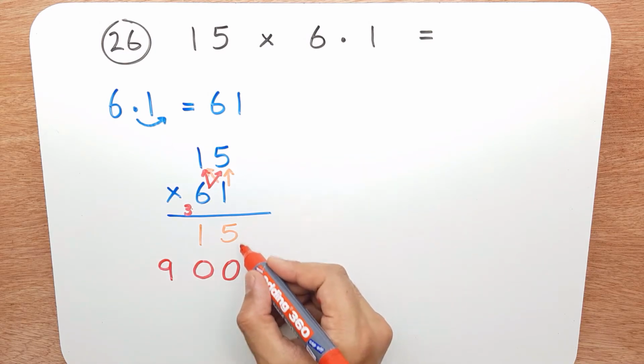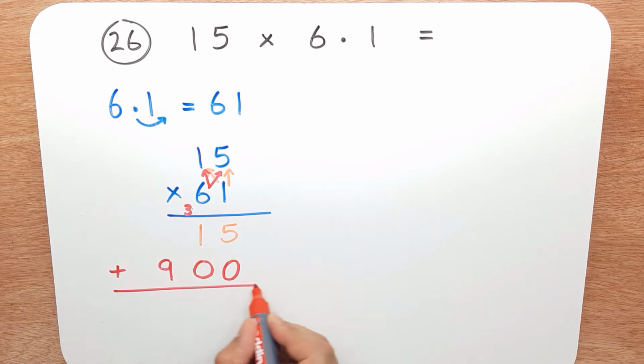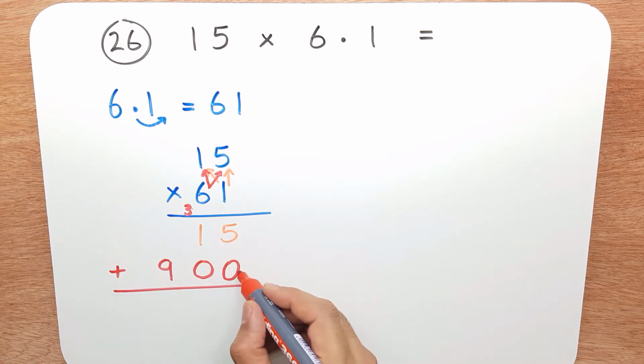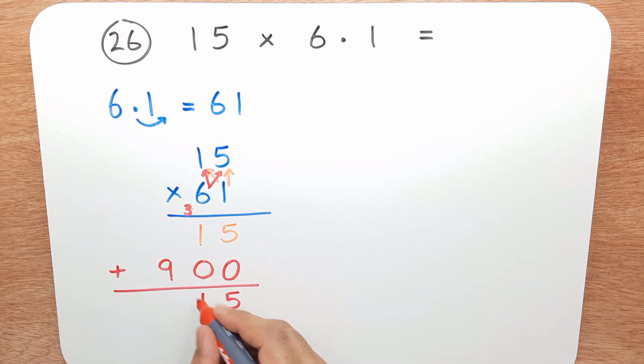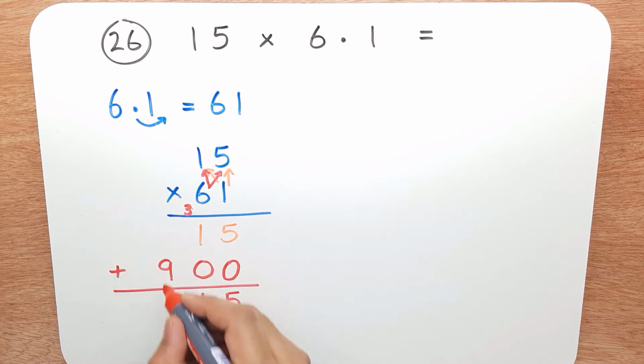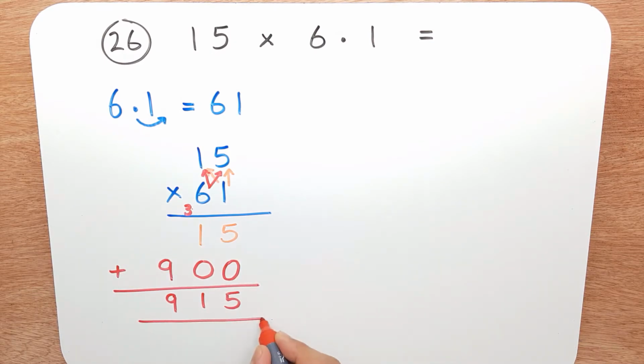Now what we do is we add these two numbers. 5 add 0 is 5. 1 add 0 is 1. And there's nothing there, so it's nothing add 9 is 9. So at the moment we have 915.